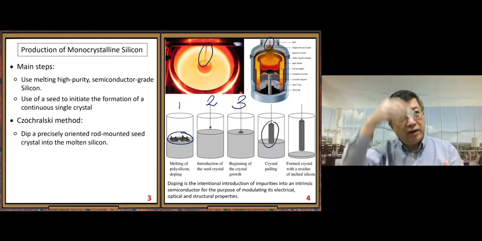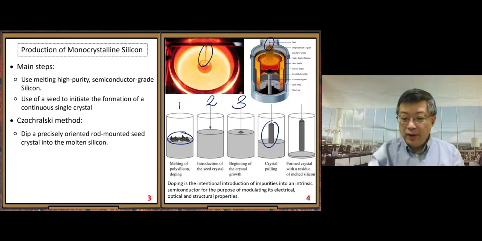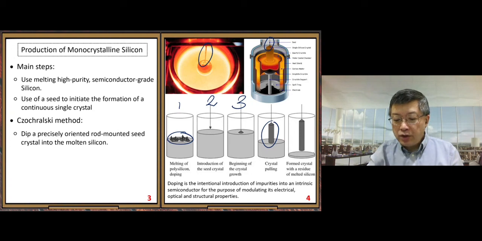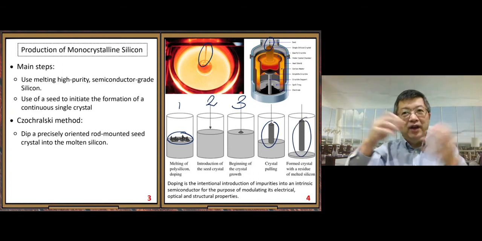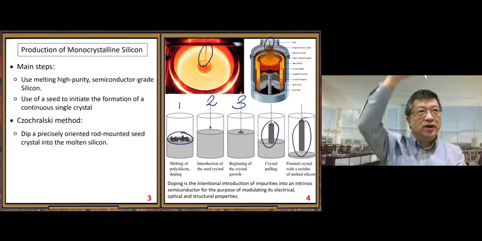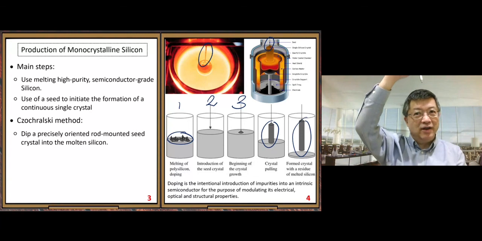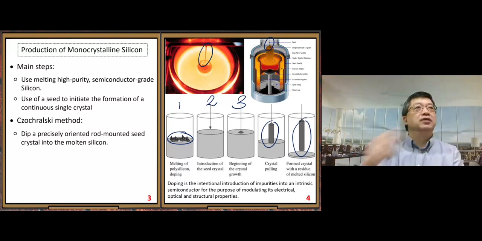You can see it growing bigger. So this way, growing bigger. Okay, and at the end, a crystal is formed with a residue of melted silicon. At the end, a very big, thick, heavy cylinder was formed.